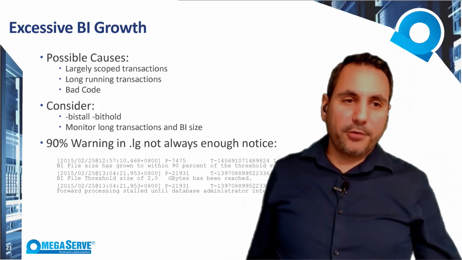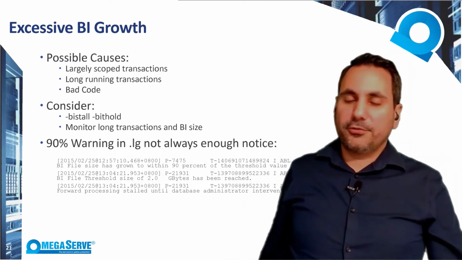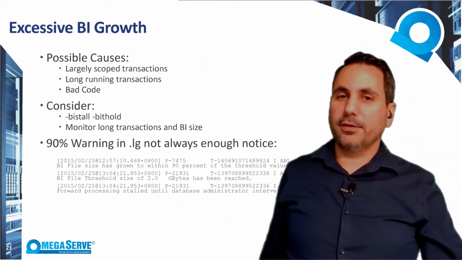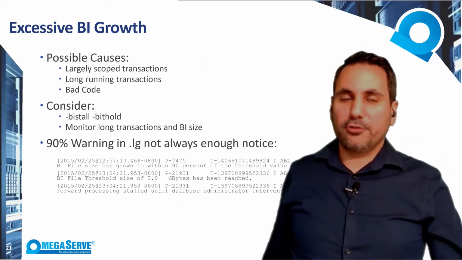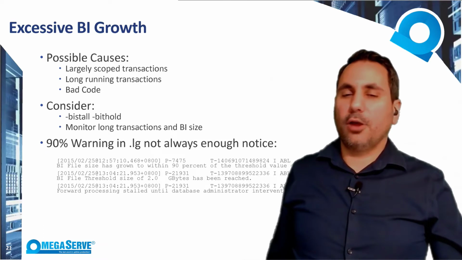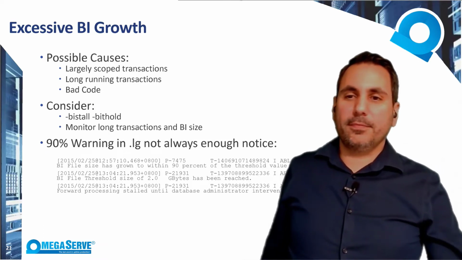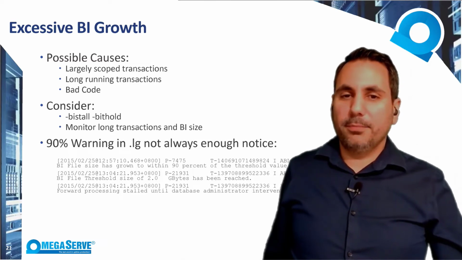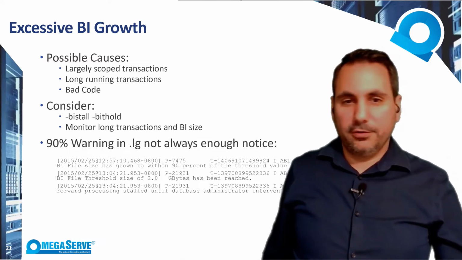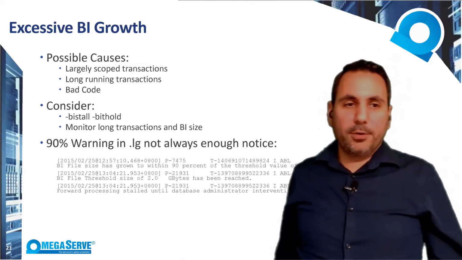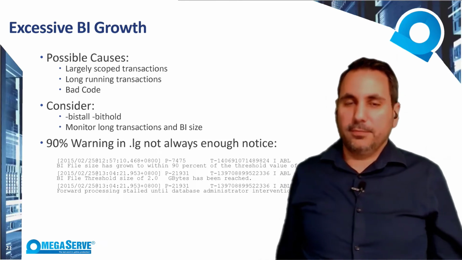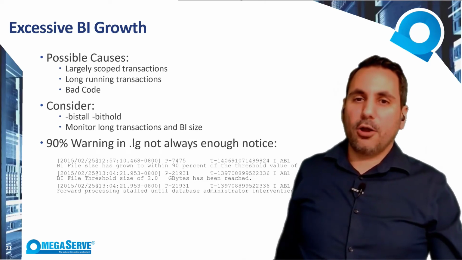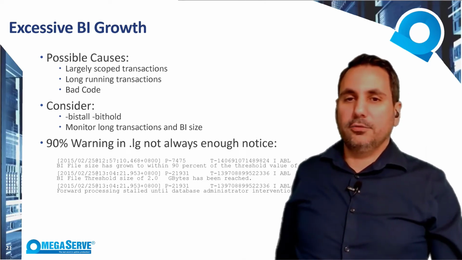Some possible causes: a largely scoped transaction. So a piece of code that's written that's very largely scoped, locking too many records at once, processing too many records at once, and causing that BI file to just grow exponentially. Another more common one is a long-running transaction. A long-running transaction in the database can cause the BI file to grow excessively.